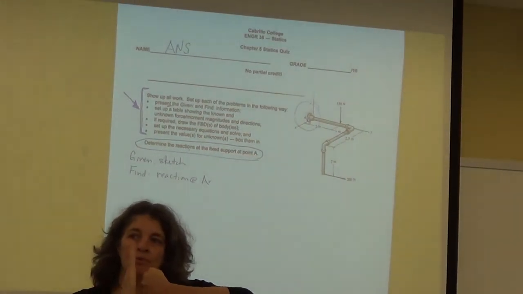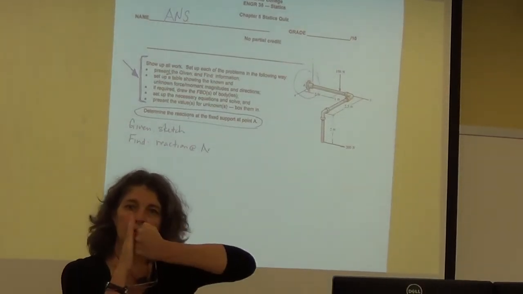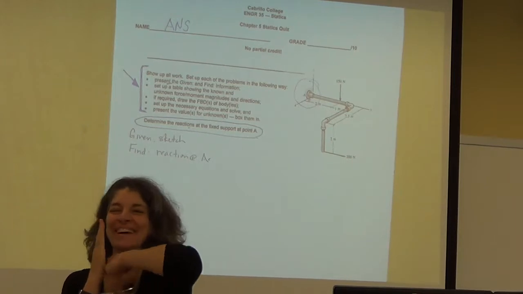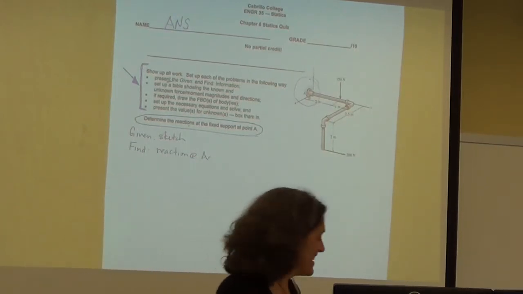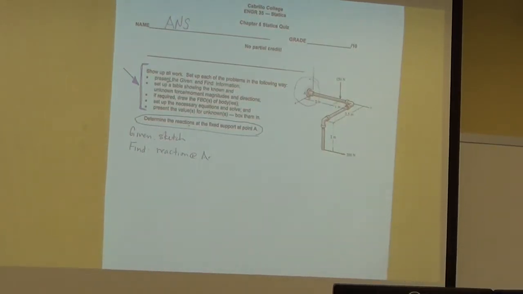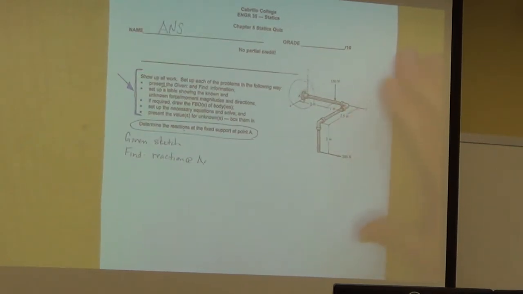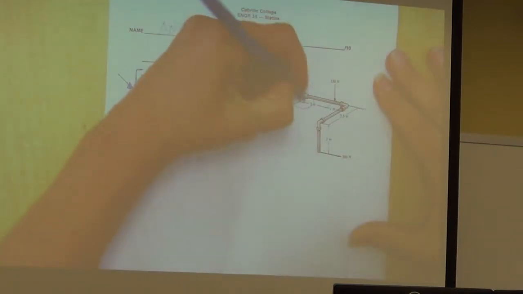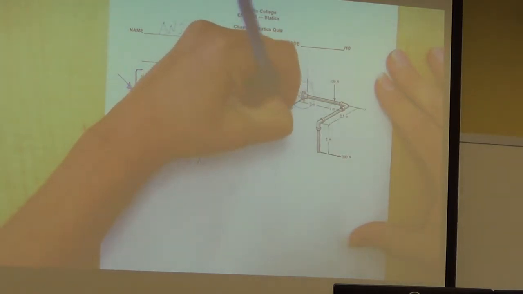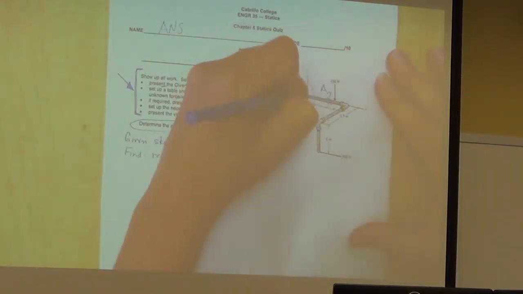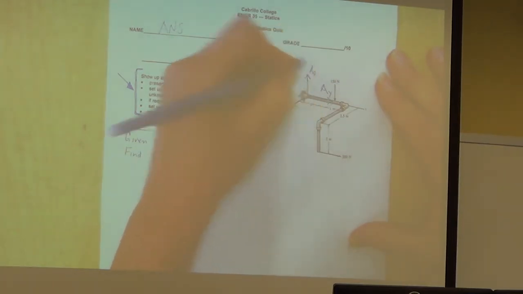So can it move in the X? No. Y? No. Z? No. Moment about X? No. Moment about Y? No. Moment about Z? No. Okay. So Hector, what reactions are at that support? Is it AX, AY, and AZ? Right? AX, AY, AZ, and then anything else.